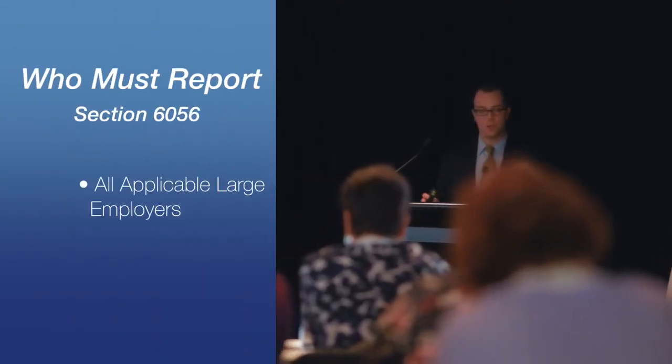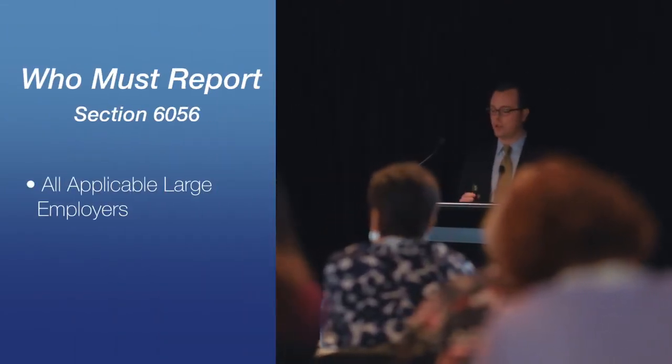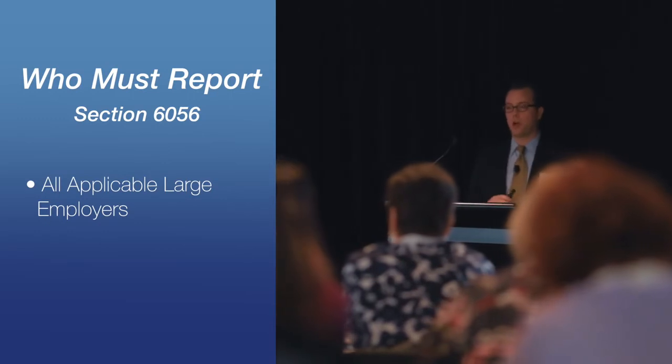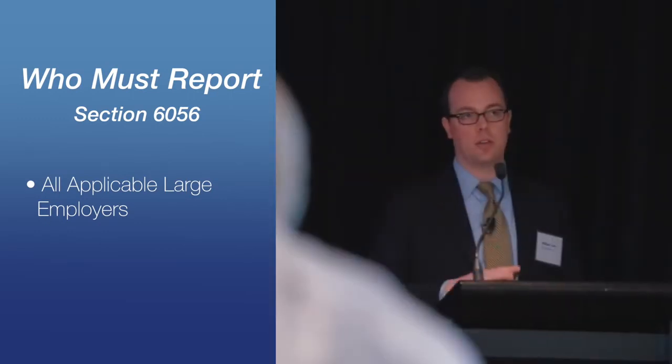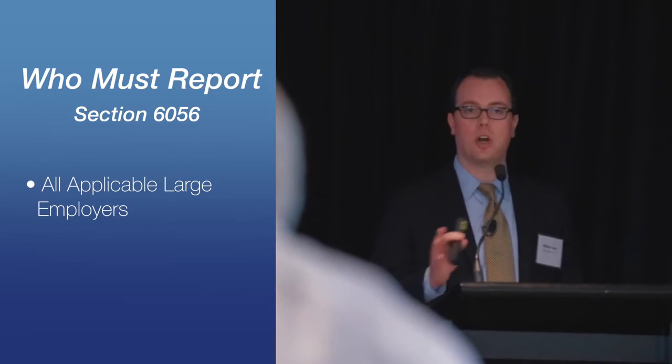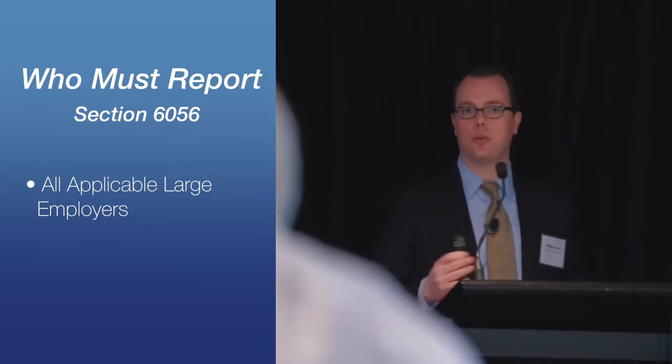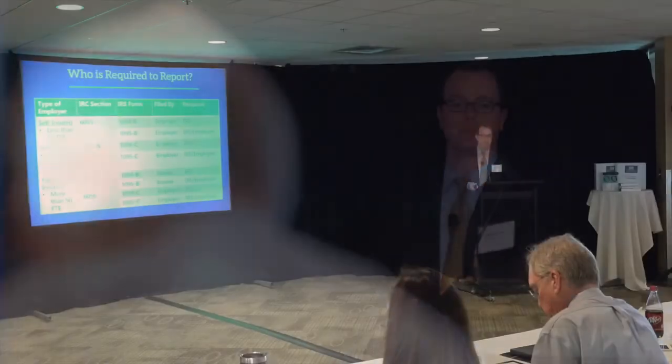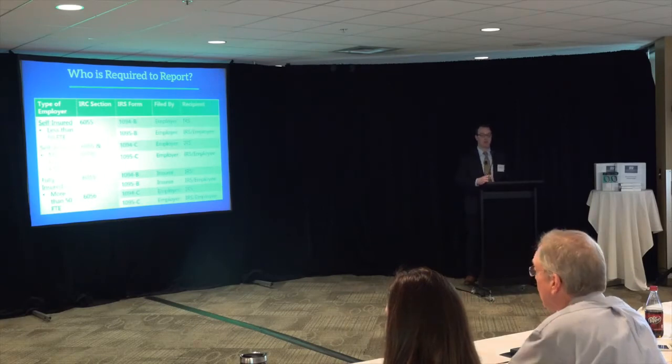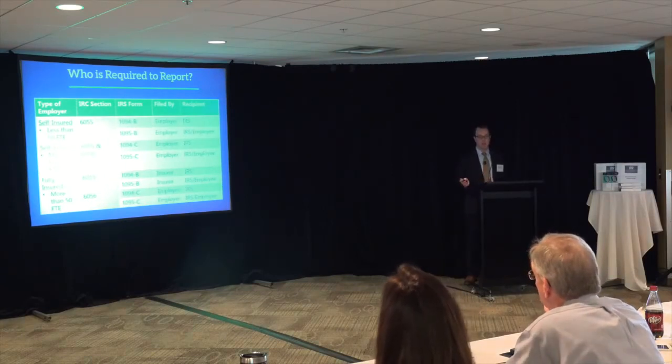But as for Section 6056, all applicable large employers, so whether you're self-insured or fully insured, you must report on the coverage offered to full-time employees. Again, this only applies to large employers, which under the ACA, we're looking at those with 50 or more full-time equivalent employees. And this chart lays out kind of the basics regarding reporting requirements, and it's based on employer type.